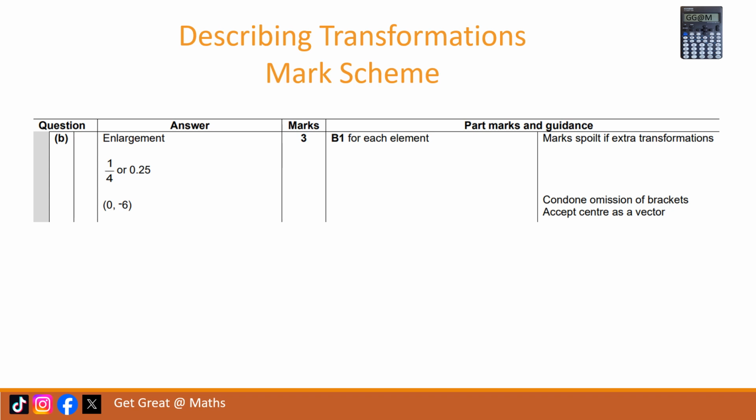The mark scheme for this question shows you have got 3 marks for the question. B1 is a method mark. There is 1 mark for saying each of the key facts, which is an enlargement, the scale factor and the centre. These are the key facts that you need to know, and there is a mark for each.